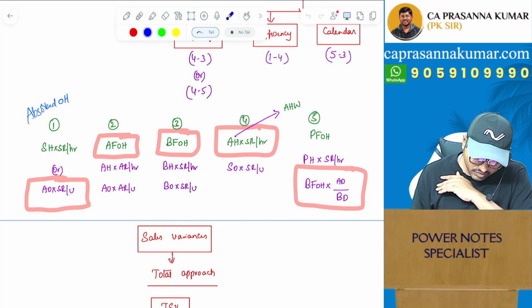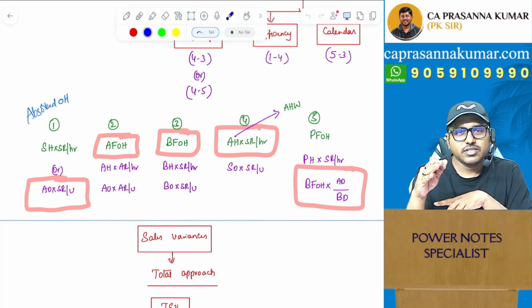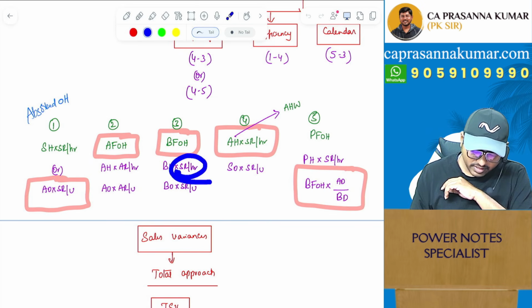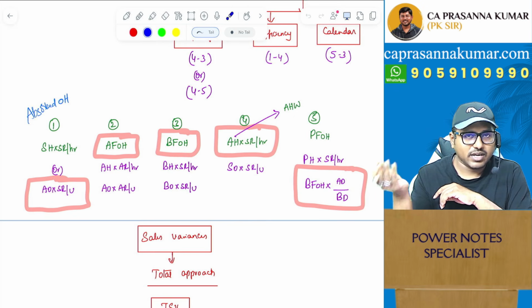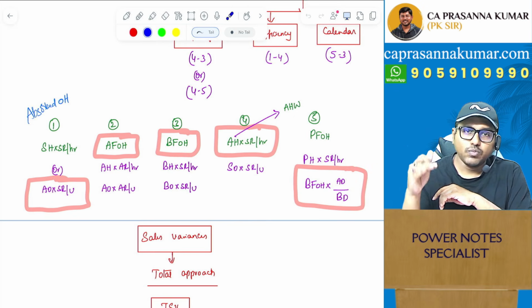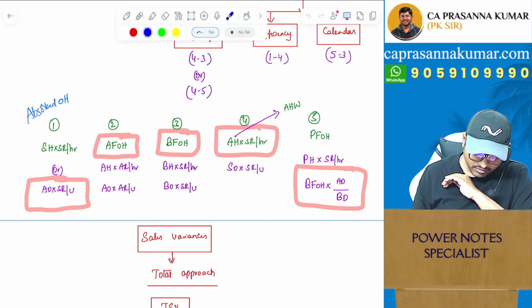Got it? Third one is budgeted fixed overheads. Budgeted hours into budgeted rate per hour, which is nothing but standard rate per hour, or budgeted output into standard rate per unit. If you take units, multiply with rate per unit. If you take hours, multiply with rate per hour. Then what about this? Is this a formula?